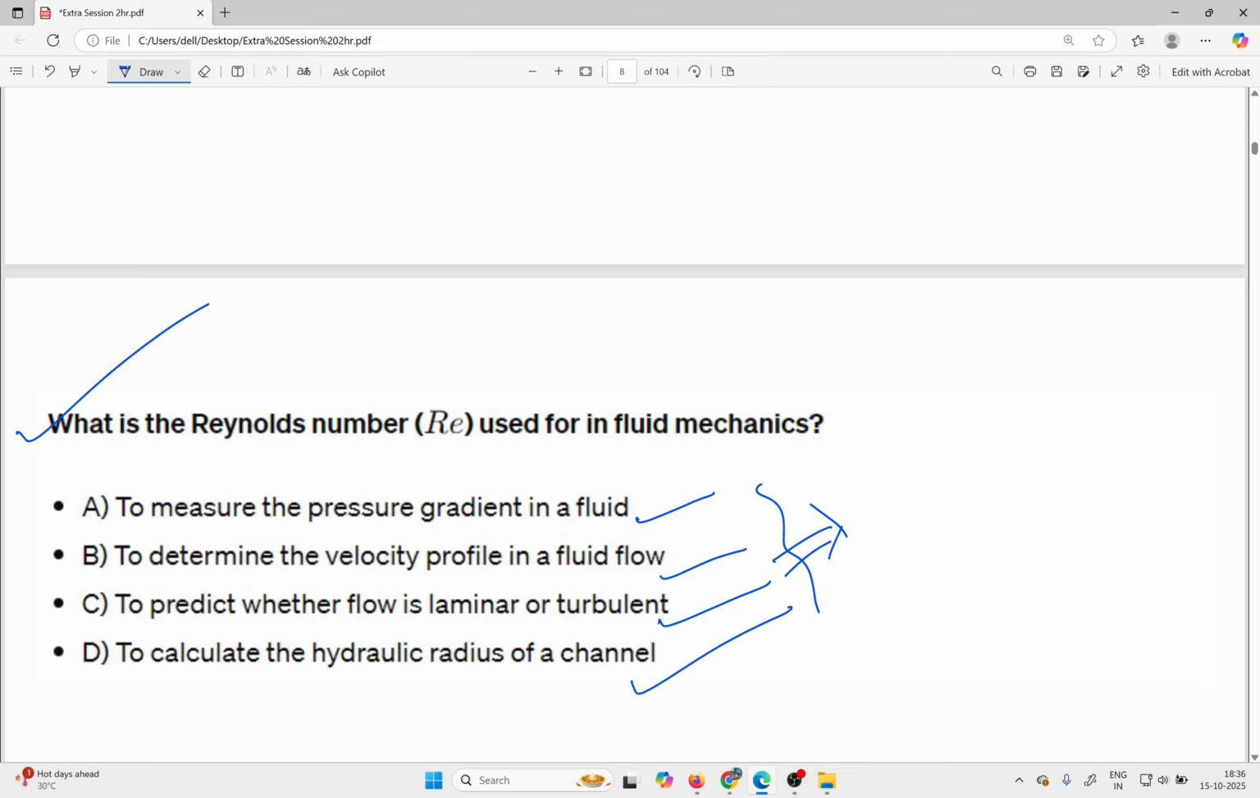Just think, what is the Reynolds number in fluid mechanics? Here, fluid mechanics means not only pipe flow, we are also considering open channel flow, that is river flow and all, and the gas flow also comes in fluid mechanics. Remember, liquid and gas flow.